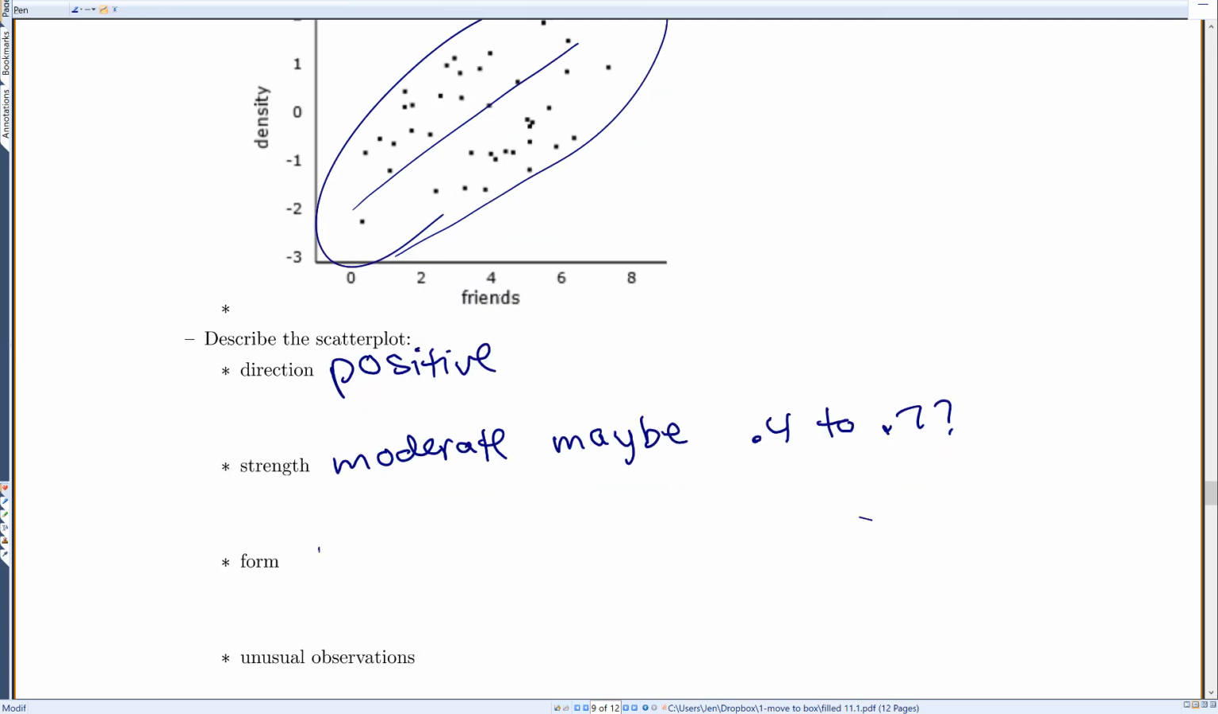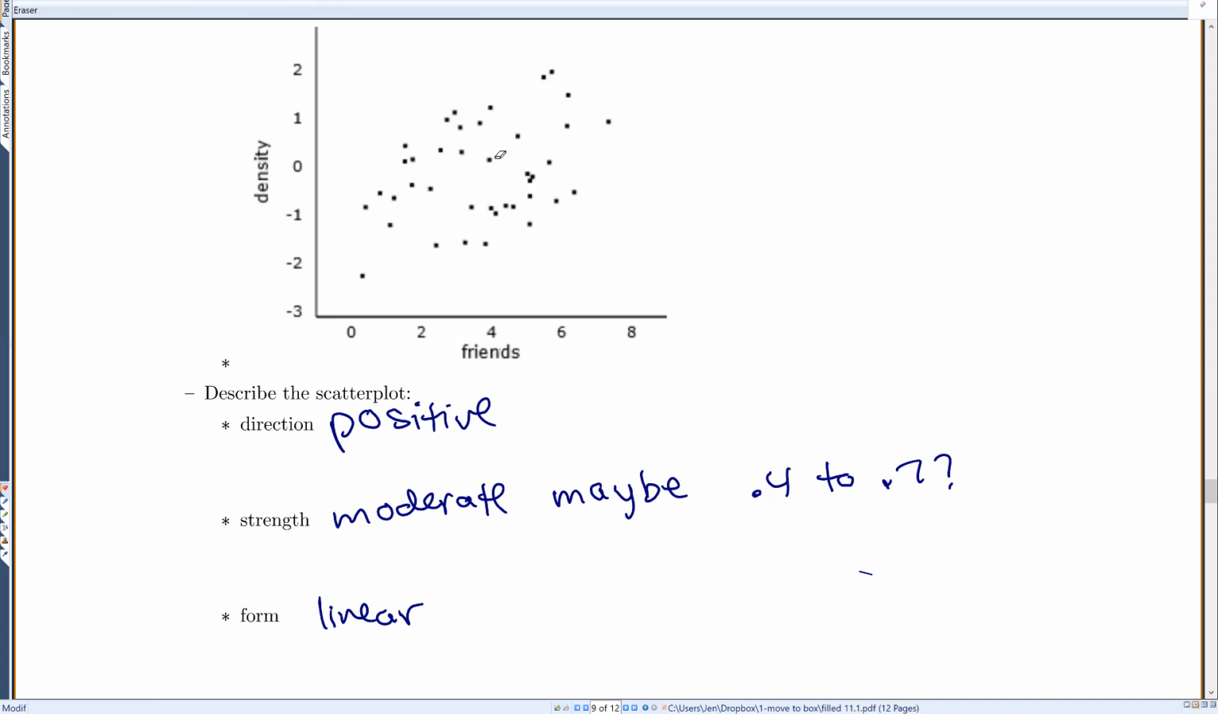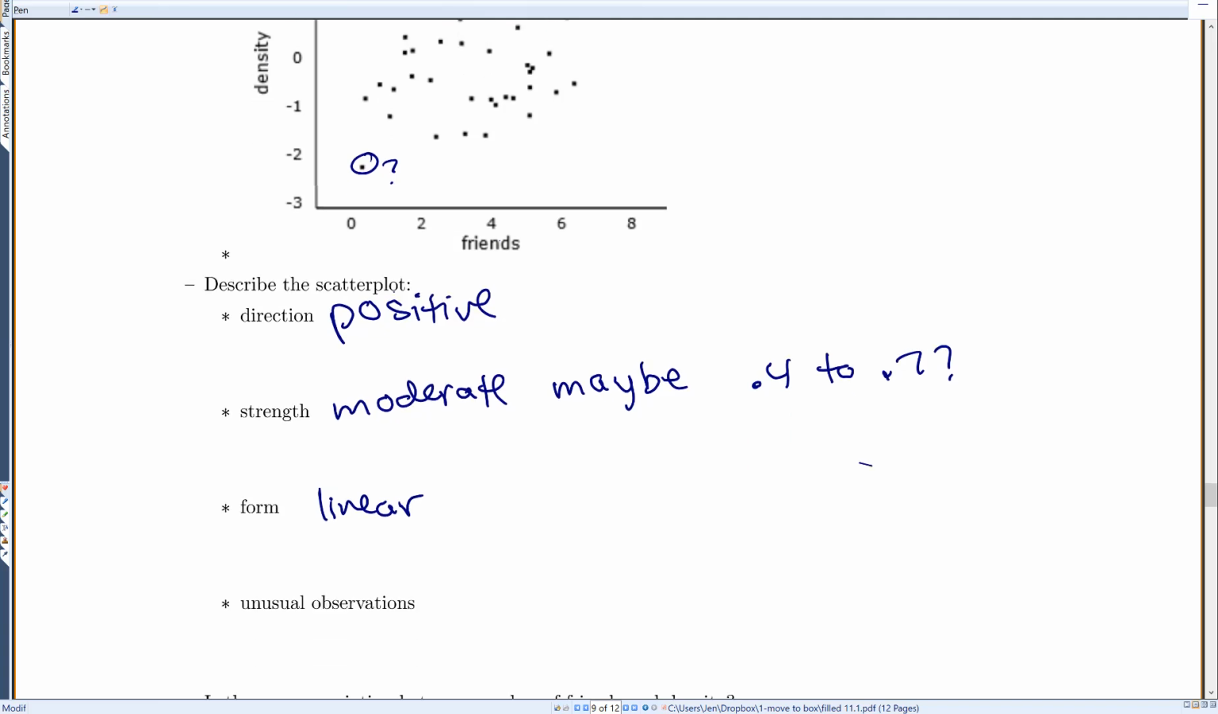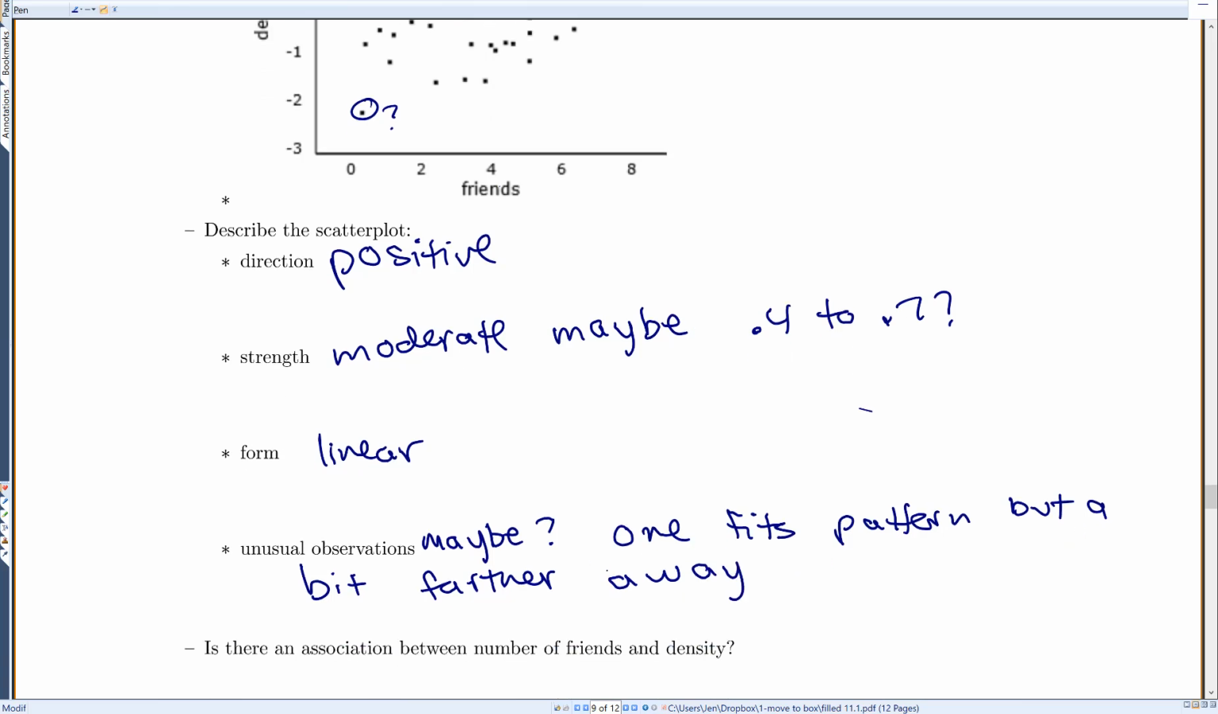My form, it does seem to be linear. The line seems like it would fit it just fine. What about unusual observations? If I delete everything, this one's maybe a little bit farther away, but it does seem to fit with the rest of the data. So maybe, okay, it fits the pattern, but a bit farther away. Doesn't look super bad, but maybe we can at least look at it.